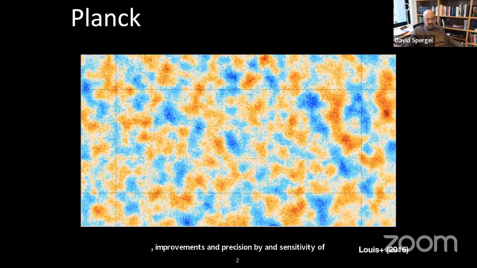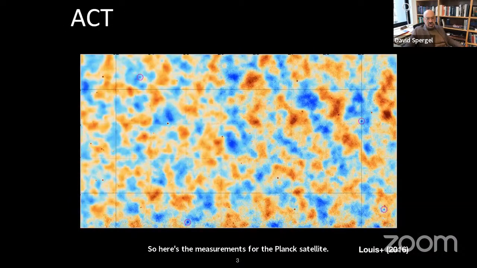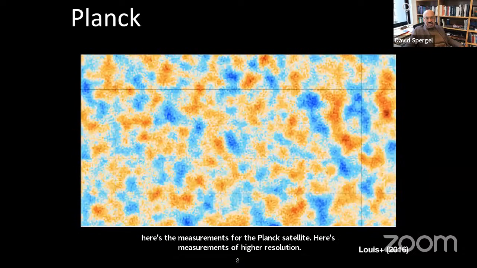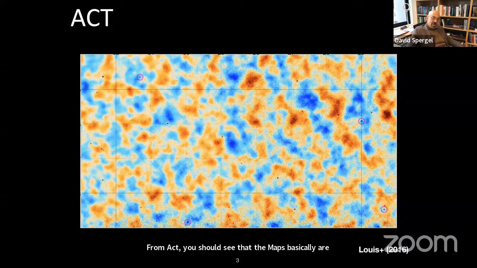Here are the measurements from the Planck satellite. Here are measurements at higher resolution from ACT. You should see that the maps basically agree, except the ACT data, because it's more modern, is higher resolution and higher sensitivity. That lets us detect both point sources, often quasars and radio sources, those red dots, but also clusters of galaxies, which show up blue in this map, casting their shadows against the microwave sky.